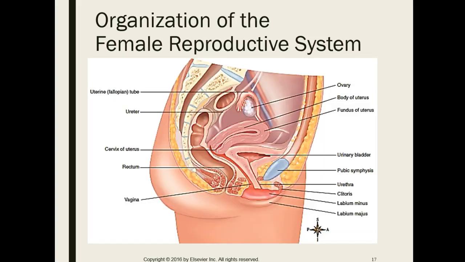So this shows an overview of the female reproductive system. We have the ovary located here, the fallopian tube then leads to the uterus and the cervix, and then we have the vagina leading to the exterior of the body.